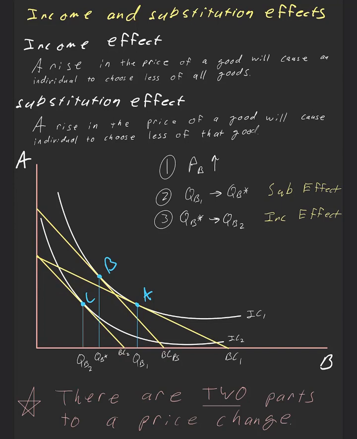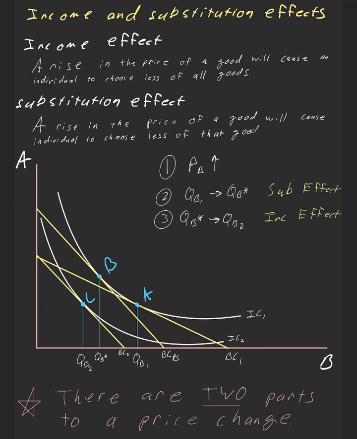The slope of the budget constraint is the relative prices. It's the price of A relative to the price of B, right? So notice our old budget constraint and our new budget constraint, either one, but let's focus on this one. Our old budget constraint and our new budget constraint do not have the same slope because prices changed, right? That's what I'm saying here.